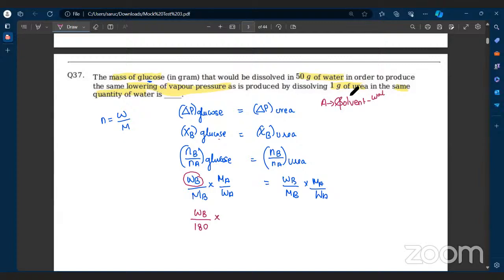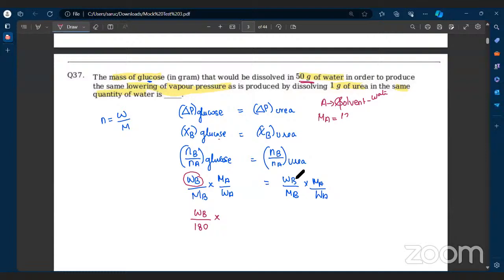So the mass of water is given here. It is 50 gram. And what is the molar mass of water? Molar mass of water is 18. So MA by WA is 18 by 50, and WB is the mass of urea.